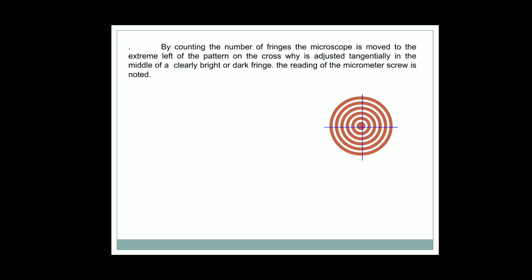Now this crosswire is shifted towards the left side. For counting the number of fringes, the microscope is moved towards the extreme left of the pattern, where the crosswire is adjusted tangentially in the middle of a clearly bright or dark fringe, just like this. So this crosswire may be adjusted at any one of the dark or bright rings. For example, we may take the 20th dark ring, or maybe the 20th bright ring. That is what we take as n.